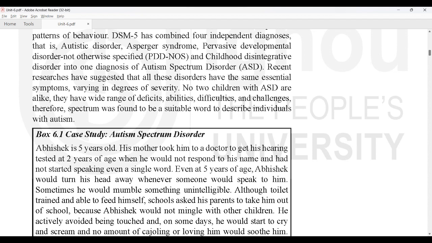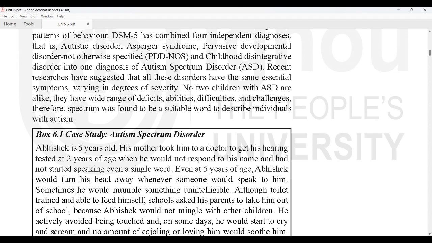DSM-5 has combined 4 independent diagnoses, that is, autistic disorder, Asperger syndrome, pervasive developmental disorder not otherwise specified, PDD-NOS, and childhood disintegrative disorder into one diagnosis of autism spectrum disorder, ASD. Recent research has suggested that all these disorders have the same essential symptoms, varying in degrees of severity. No two children with ASD are alike. They have a wide range of deficits, abilities, difficulties, and challenges. Therefore, spectrum was found to be a suitable word to describe individuals with autism.